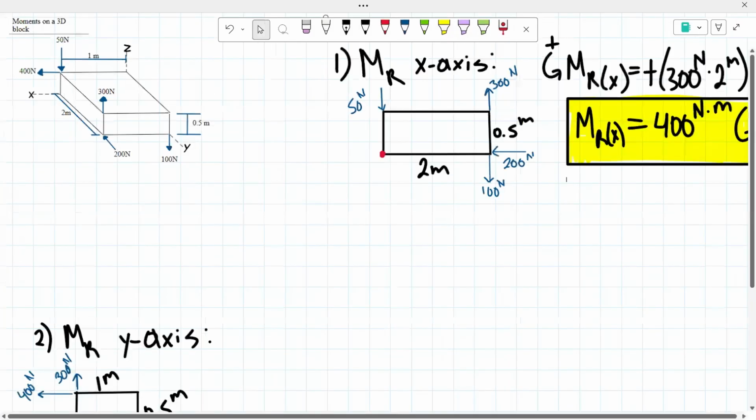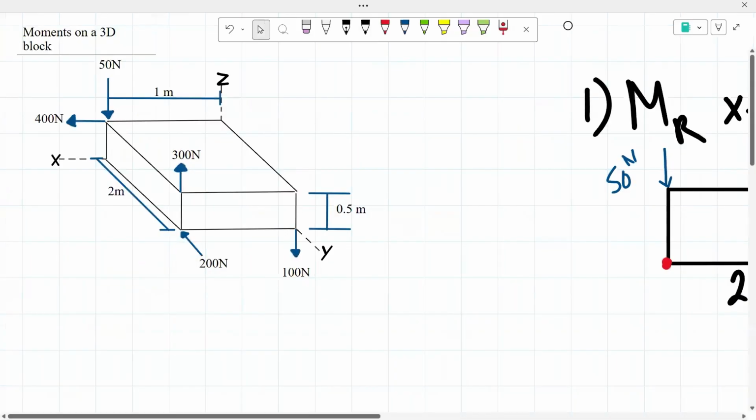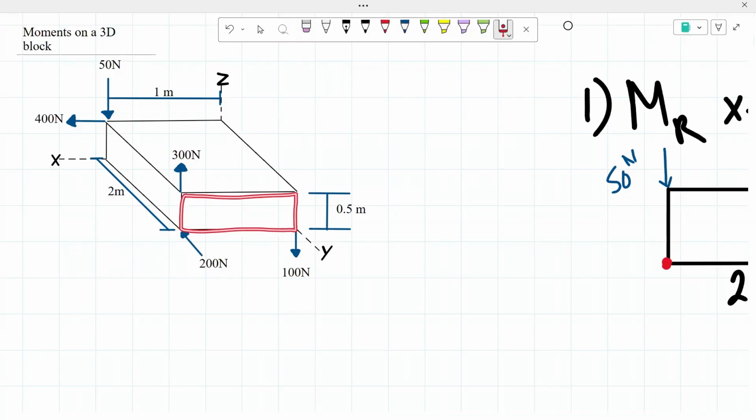So now we're going to be finding the resultant moment about the y-axis. Our y-axis is right here. As you could see, the point that is sitting on that y-axis is this point where that 100 newtons is going downwards. So we're going to be taking moment about this point right here, that corner. And since we're doing the resultant moment about the y-axis, this is what we're going to be drawing, this side of the block. From there, we're going to be drawing out the 100 newtons coming down from this corner, that 300 newtons going up, the 50 newtons going down, and the 400 newtons.